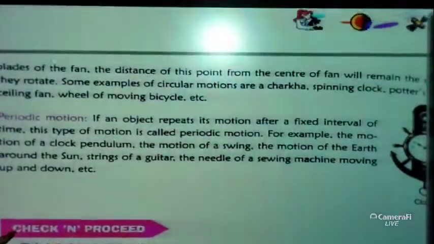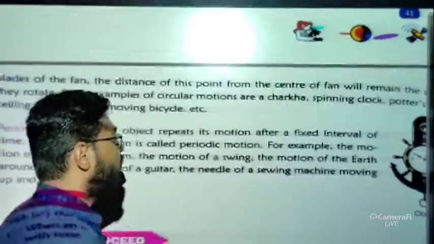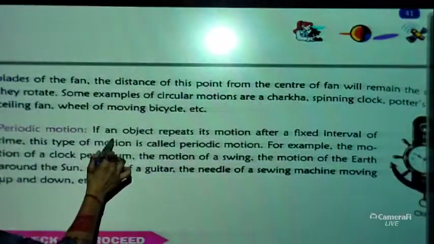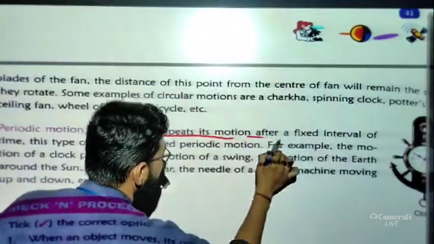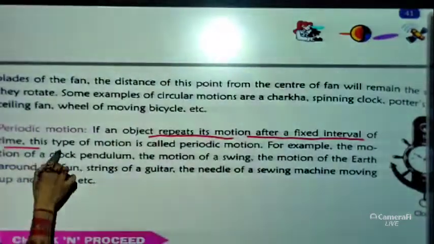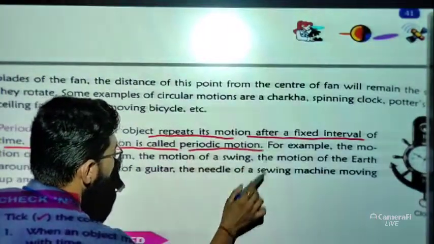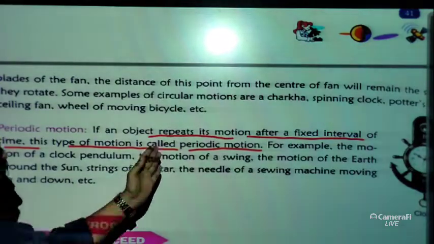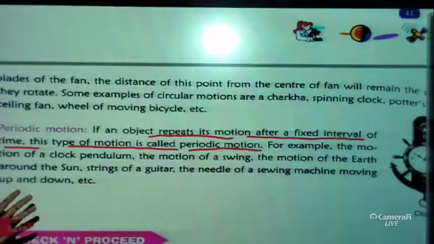to read periodic motion. So what do you mean by periodic motion? Periodic motion means that if an object repeats its motion after a fixed interval of time, this type of motion is called periodic motion. So what are the characteristics of this kind of motion? That it will repeat its motion after a fixed interval of time.